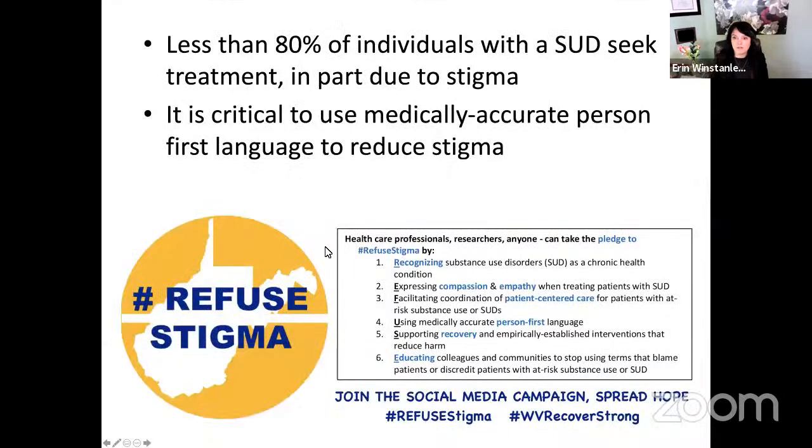Less than 80% of individuals with a substance use disorder seek treatment, and in part, this is due to stigma. So it's really critical to ensure medically accurate terminology and person-first language to reduce stigma and create pathways to recovery for patients.